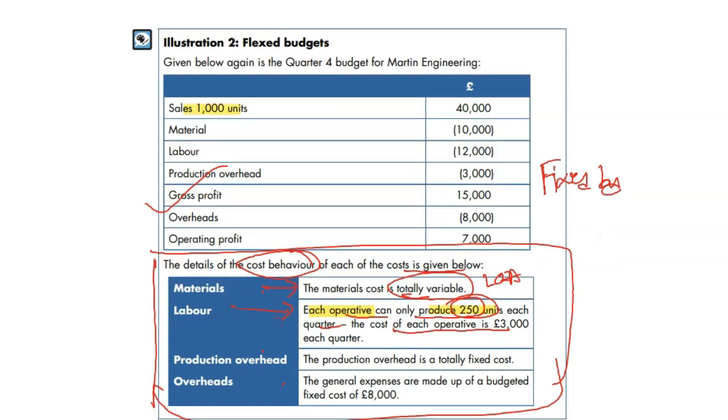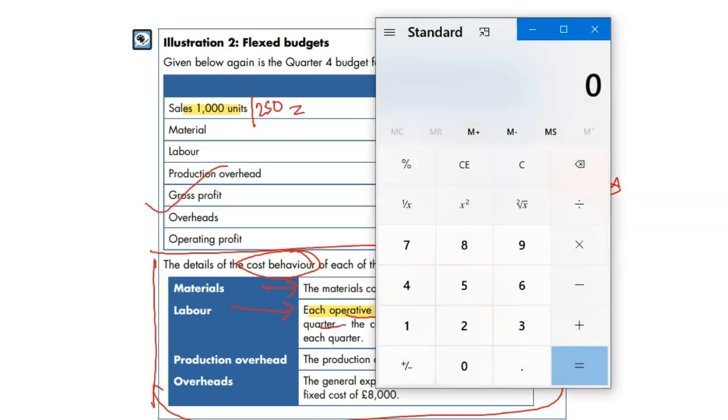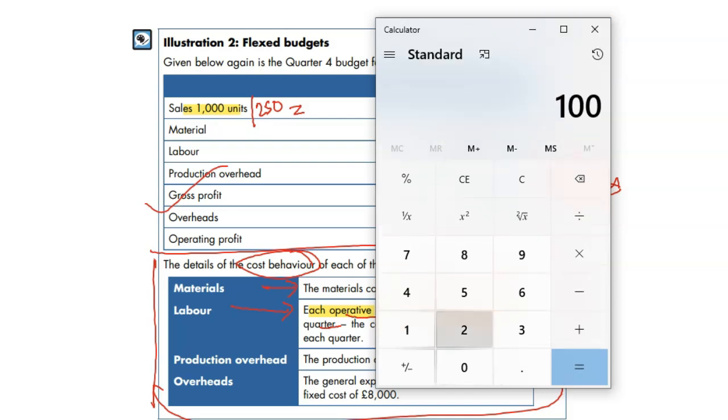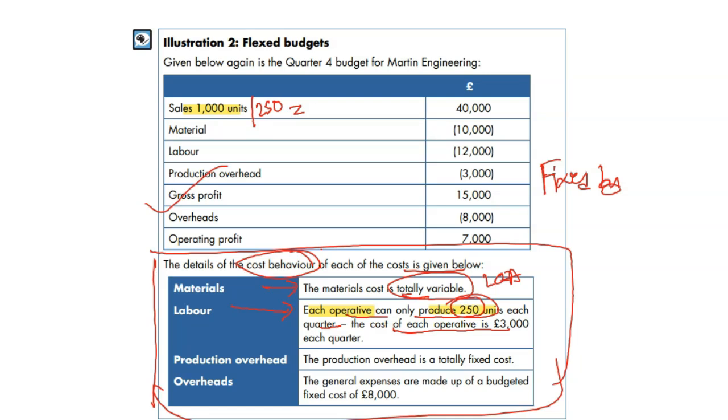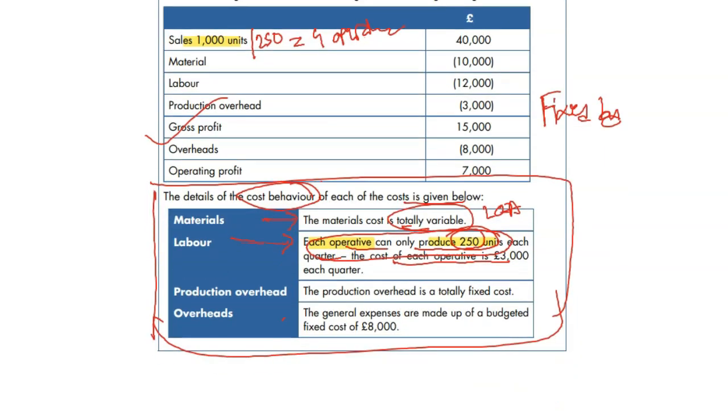1,000 units they're producing. So 1,000 divided by 250, that's 4, isn't it? Yeah, 1,000 divided by 250. We need 4 operatives. The meaning of this line is each operative means one person can produce 250 units. So to produce 1,000 units, we need 4 operatives.